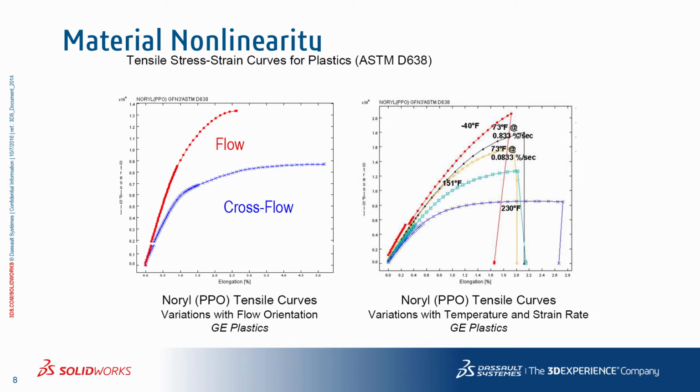Now, these curves on this slide for Noryl, a GE Plastics PPO, were measured using ASTM D638, which is a standard tensile test for plastics. The stress strain curve on the left shows how it can vary with injection molded flow directions. The curves on the right show how the same material can have different stress strain responses based on strain rates and loading rates as well as temperatures. Hopefully, you can see from these examples how the investigation of a nonlinear material can actually get very complex.